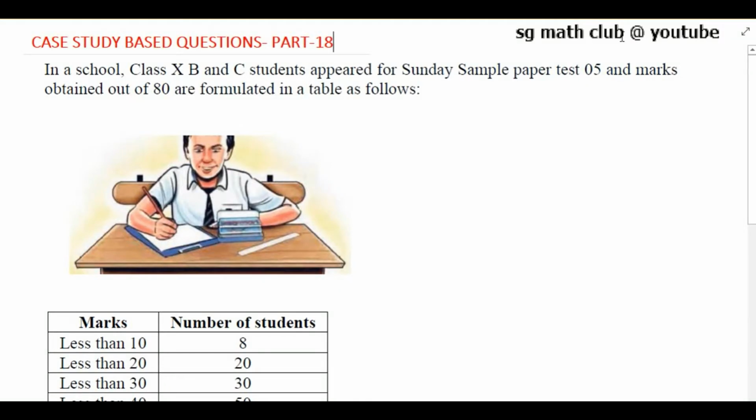Hello everyone, in today's video I'll be doing a case study based question from the chapter Statistics for class 10. In the school, class 10B and C students appeared for Sunday sample paper test and the marks obtained out of 80 are formulated in the table as follows.